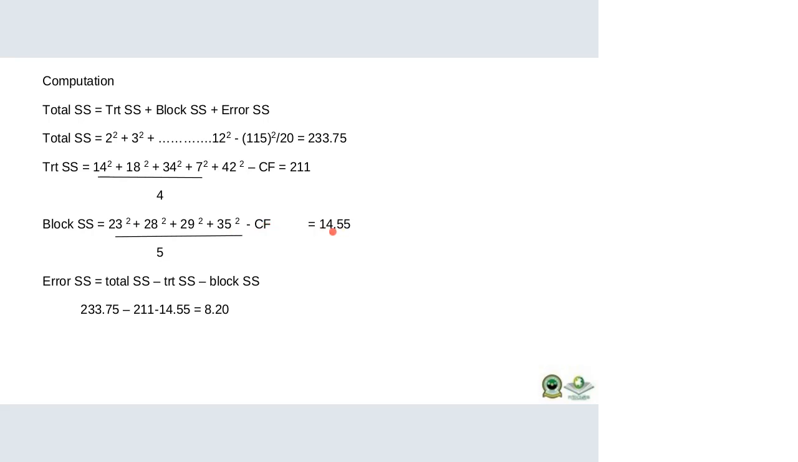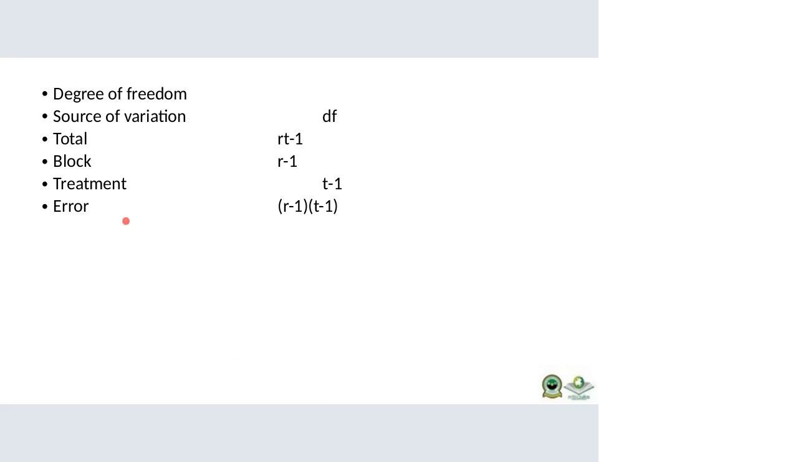CF, the correction factor, and we obtain 14.55. In the same manner, since we have obtained the correction, we can also make the error sum of squares the subject of the formula, and now obtain the error. We find out that the error has actually reduced, because we have introduced blocking. Which means blocking actually had an effect. We have reduced the error value to 8.2.